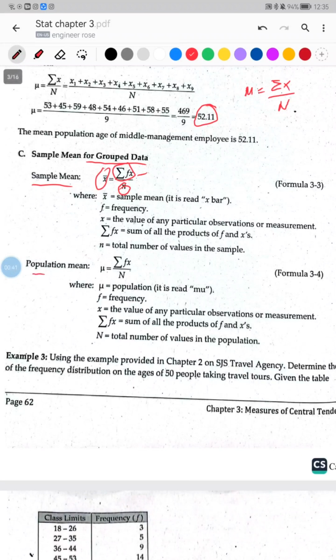Next is the population mean. It is always similar to the sample mean, but different symbols are used. So, mu equals the summation of fx, the products of the frequency and all the x's, over N, which is the big letter N, the total number of values in the population.